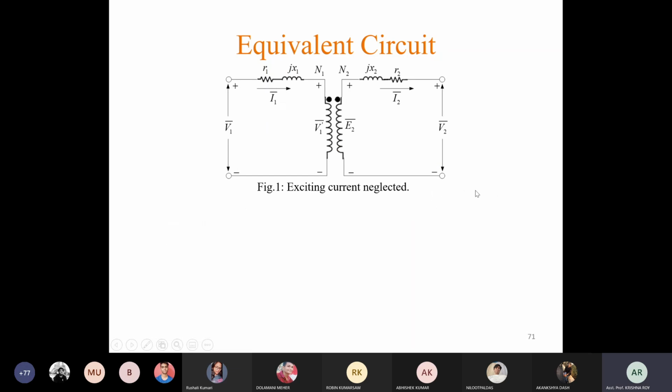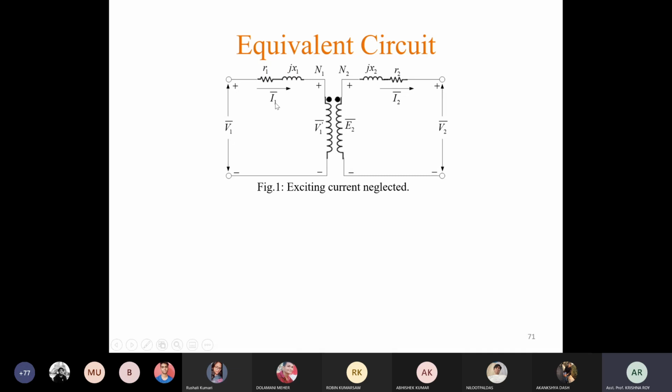So this diagram shows the exact equivalent circuit of a single phase transformer where the exciting current is neglected. You can see all the parameters of a single phase transformer are shown here. That is two windings N1 N2, the winding resistances R1 R2 and the leakage reactances X1 X2. These are shown in this diagram. Only the exciting current is not shown.